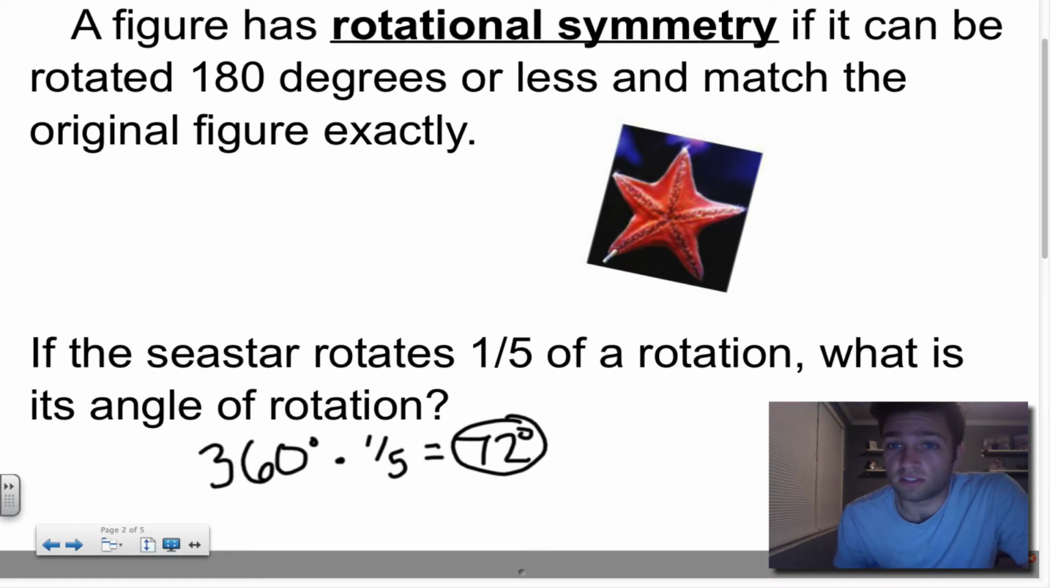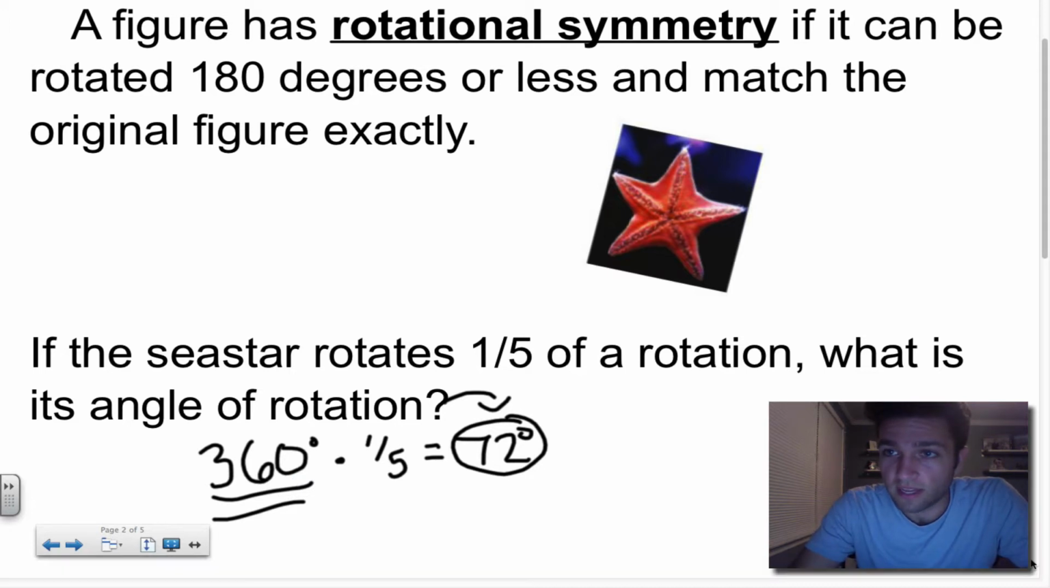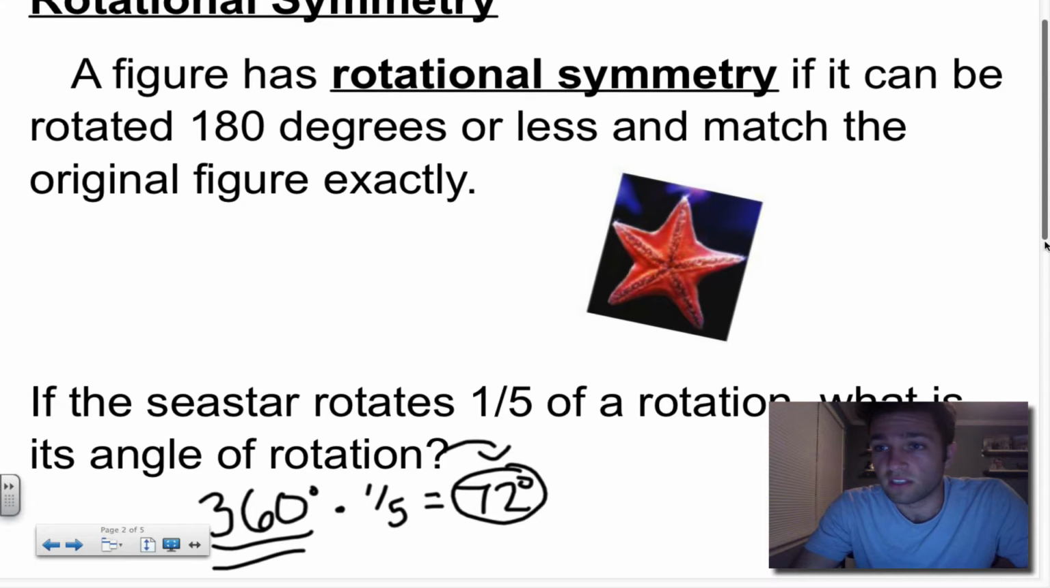So what is the angle of rotation of this sea star if I rotate it so that this point moves here, that point moves there, that moves there, and so on and so forth? The angle of rotation is 72 degrees. And that's how you find any angle of rotation. You take what is a full rotation, it's always 360, and you multiply it by how many times you rotated it as a fraction. So this has 5 points. I rotated it 1/5 of the way around. 360 times 1/5, 72 degrees. Basically, I found what is 1/5 of 360, and that's 72. All right, so let's look at a quick example of that before we do some actual rotations of figures on a graph.